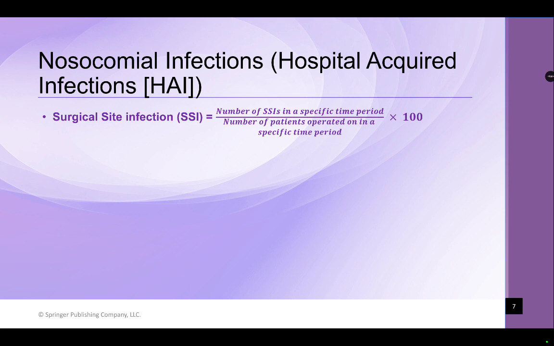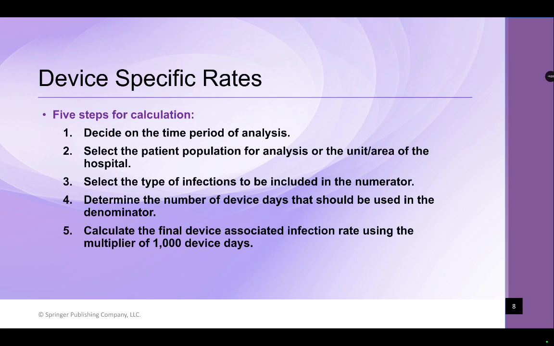And then this slide gives us one more formula which looks at HAIs that may occur as a result of a surgical procedure. This can also be applied to the use of acute care devices such as ventilators or intravenous catheters using the same formula. Device-specific rates are calculated separately for each specific device.